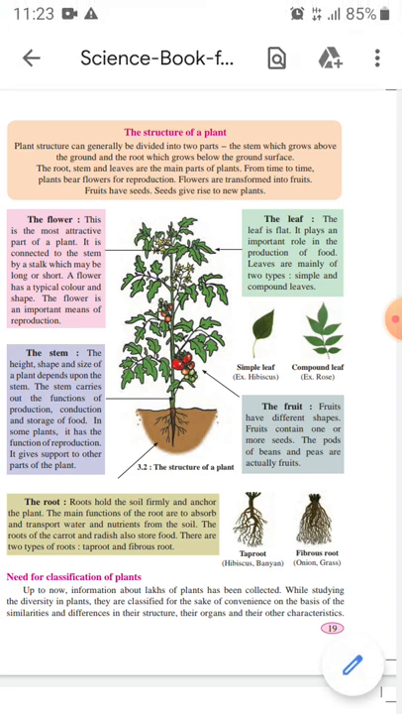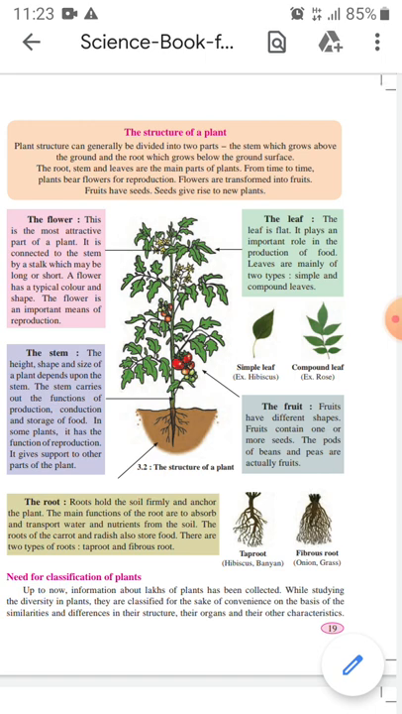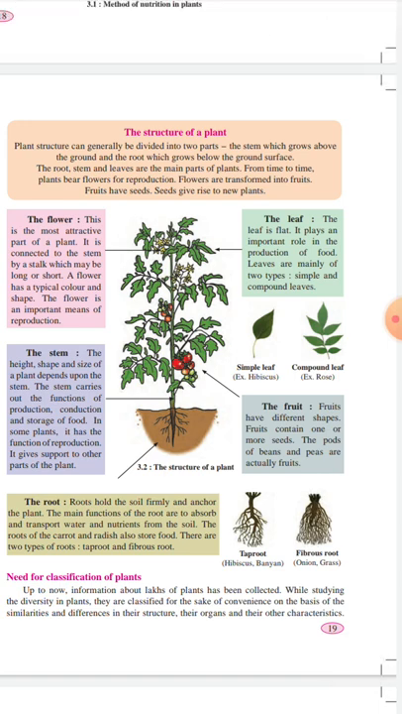Then the stem. Okay. The height, shape and size of a plant depend upon the stem, and the stem carries out the functions of production, conduction and storage of food. And in some plants it has the function of reproduction, and it gives support to other parts of the plant. Okay, this is the working of the stem.